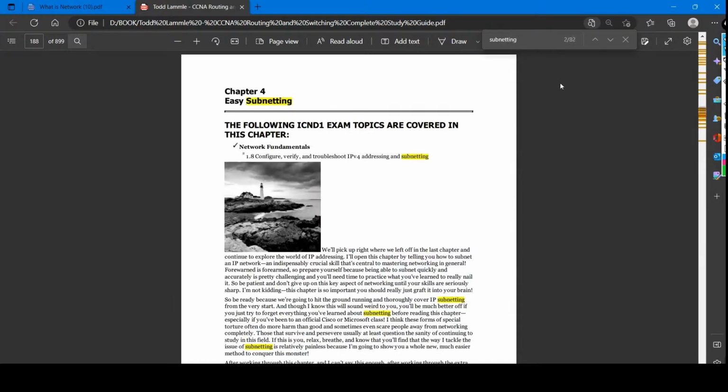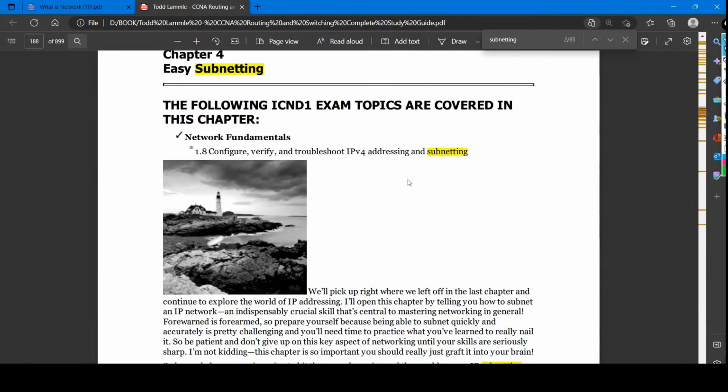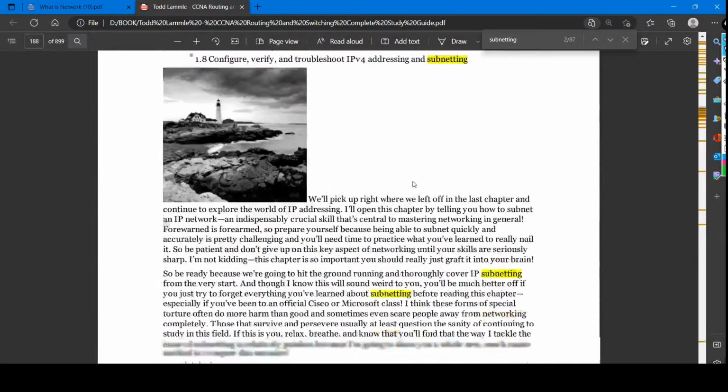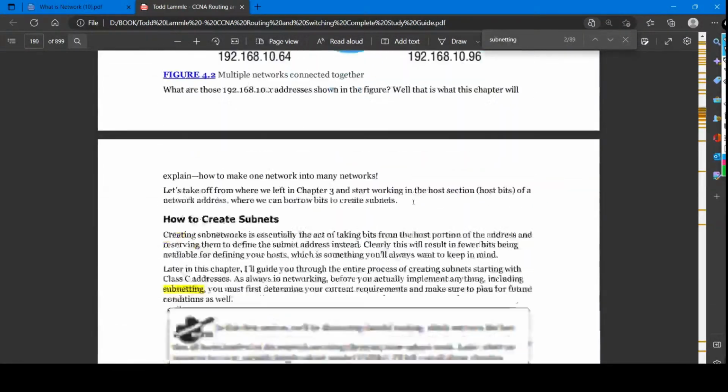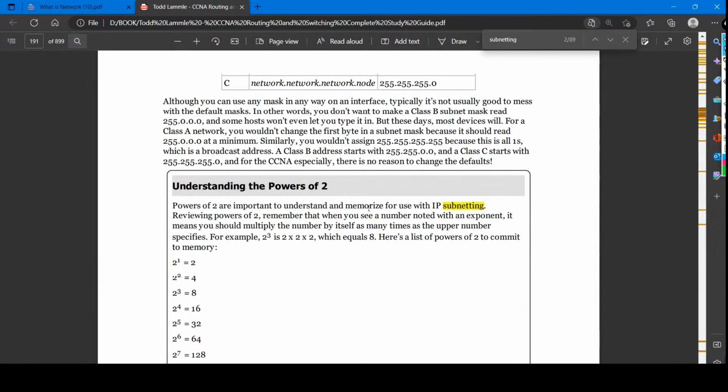So here, guys, chapter 4 is subnetting. Here you need to practice subnetting questions. At least you will solve 8 questions from each class, from class A, class B, and class C. If you solve 8 questions from each class, that means the total will be 24 questions.